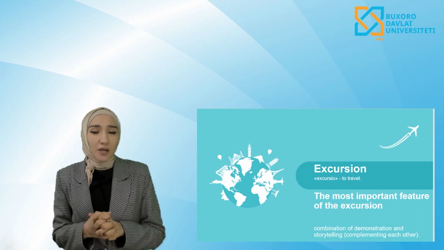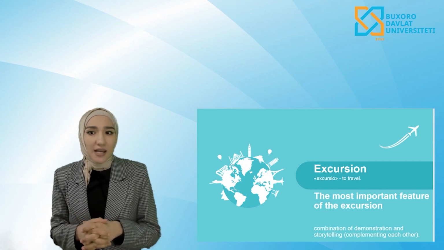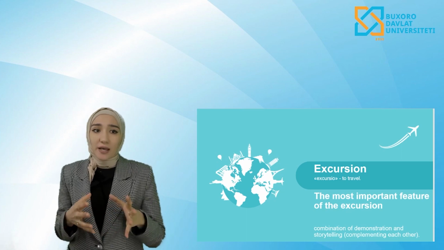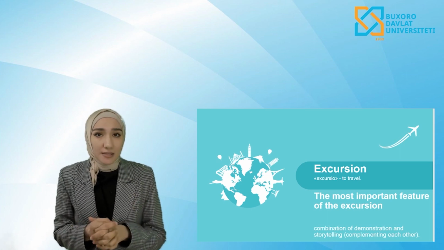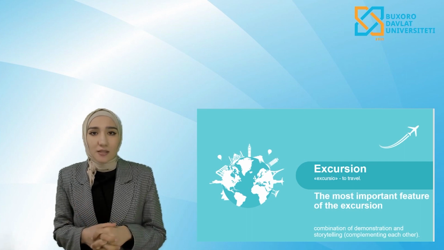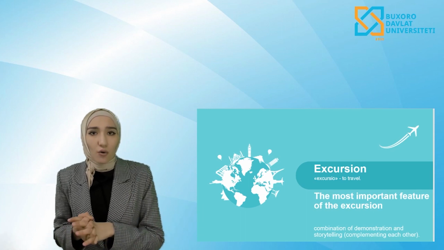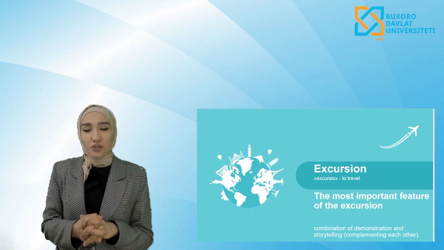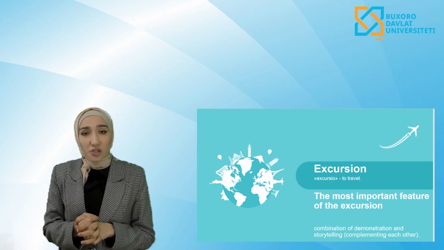From biology, we go to some places to understand nature or to learn about some types of trees or ecological places. Or from mathematics, we go on excursions to learn about the construction of some buildings. We may understand that the term excursion is related to a process that is connected with traveling. It is just traveling to another place or another city or another country. And the most important feature of excursion should be the combination of demonstration and storytelling, namely the narration process.